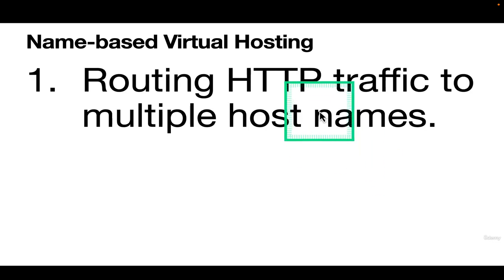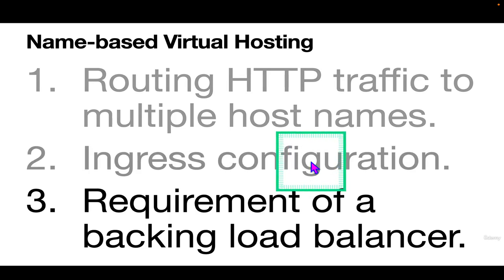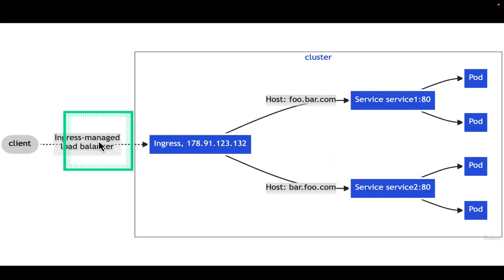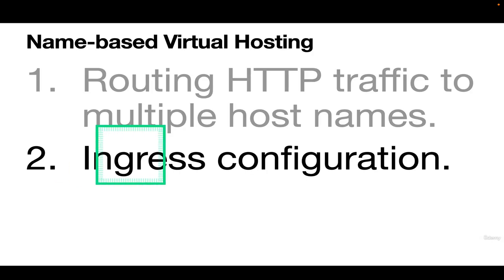Name based virtual hosting. Name based virtual hosting allows routing HTTP traffic to multiple host names at the same IP address, enabling hosting of multiple websites on the same IP address. The Ingress configuration dictates the backing load balancer to route requests based on the host header, allowing efficient distribution of traffic. For this to work, you need a backing load balancer which follows the instructions given by the Ingress.